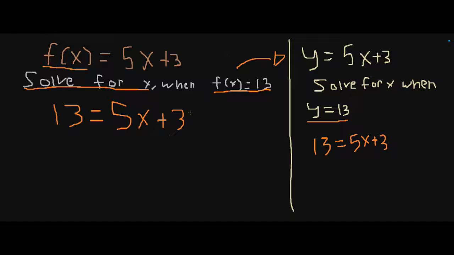Now we solve this. So first thing we always want to do is we want to undo any addition or subtraction, okay? We always undo any addition or subtraction. So we're going to subtract 3 to both sides, okay? 13 minus 3, well, that's just 10, equals 5x.